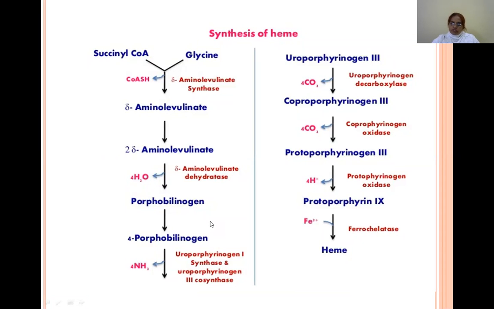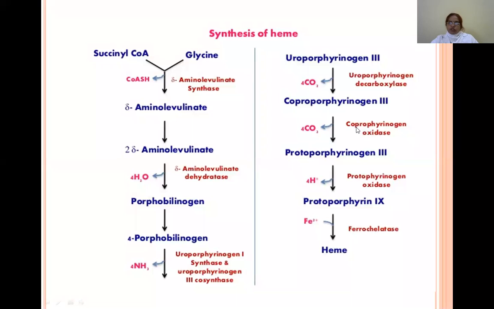Now see the formation of the porphyrin ring. Four molecules of porphobilinogen condense together to produce the porphyrin, and this porphyrin is interlinked with methylene bridges. This reaction is catalyzed by uroporphyrinogen I synthase and uroporphyrinogen III cosynthase.